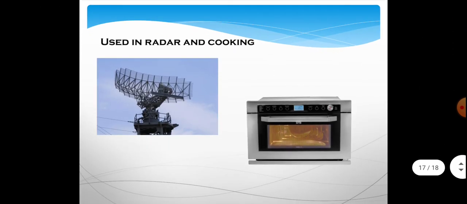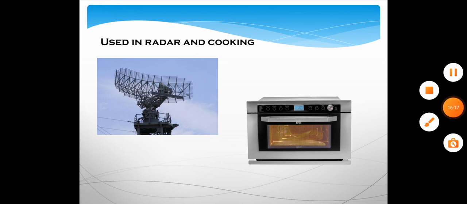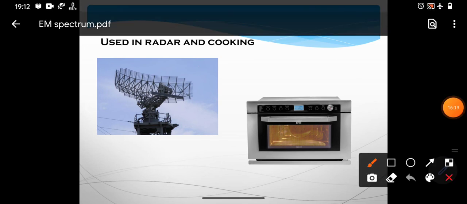Its uses: it is used in radar and cooking. We all have heard about microwave ovens, right? So it is used in radar. This is called a radar. Now what is a radar? I do not need to tell you, you know what a radar is. And it is used for cooking in microwave ovens.